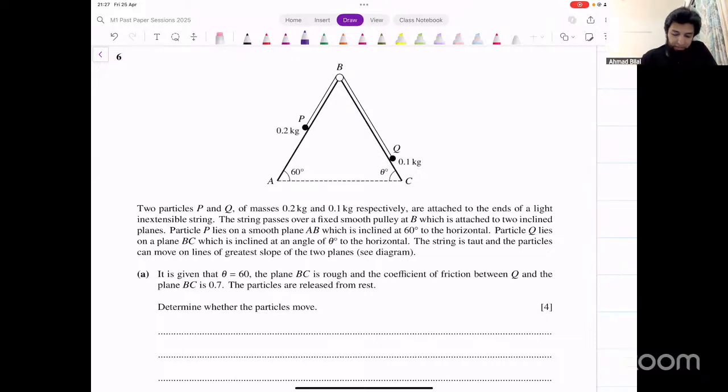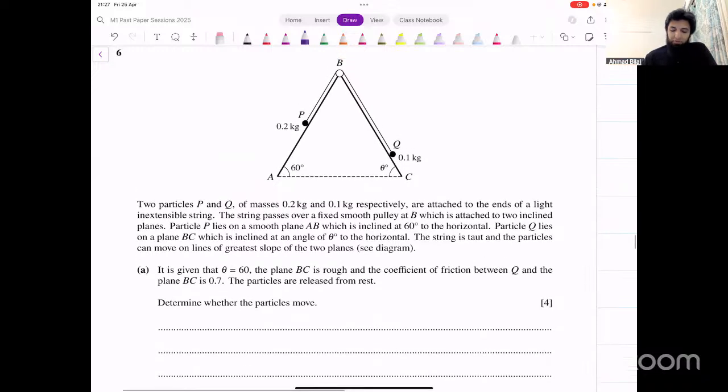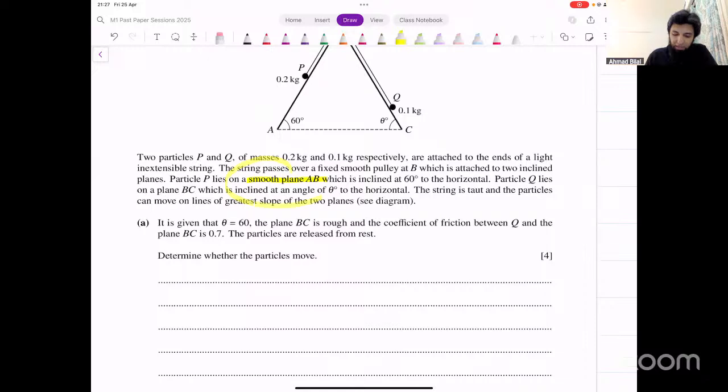Okay, question number 6. It says the particles P and Q of mass 0.2 kilograms and 0.1 kilogram respectively are attached to the ends of a light inextensible string. The string passes over a fixed smooth pulley at B, which is attached to two inclined planes. Particle P lies on smooth plane AB, which is inclined at 60 degrees to the horizontal. Particle Q lies on BC, which is inclined at theta degrees to the horizontal. The string is taut and particles move in this direction. So the only important piece of information here was that this is smooth, everything else is given on the diagram.